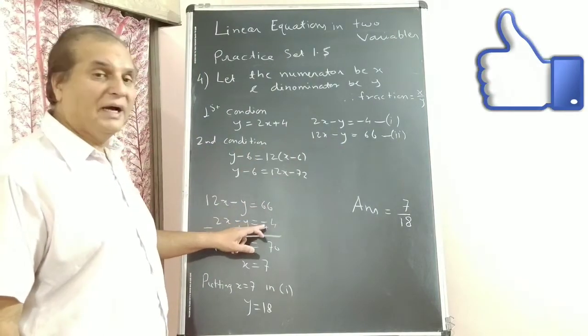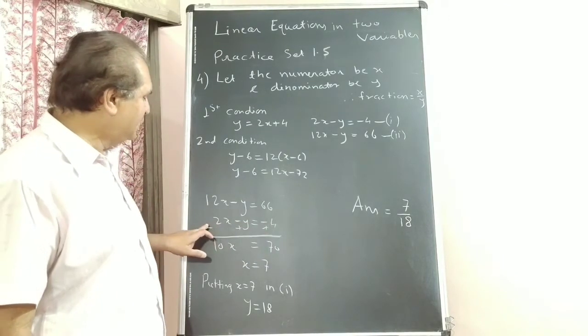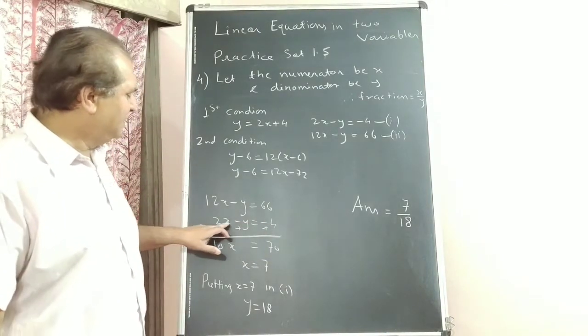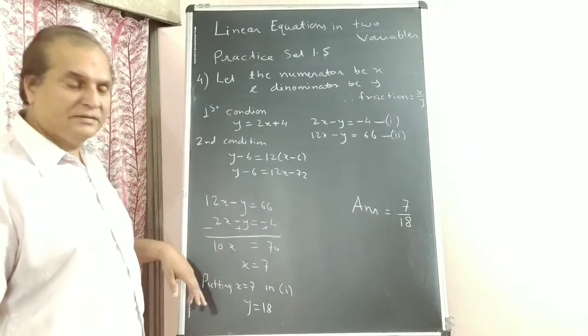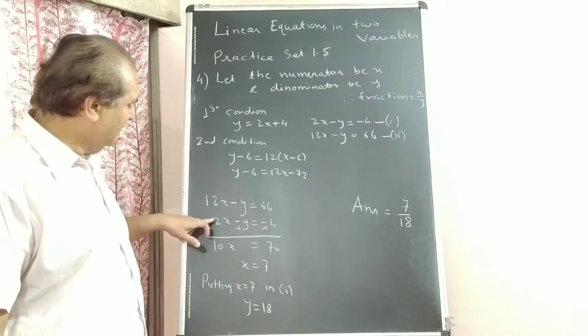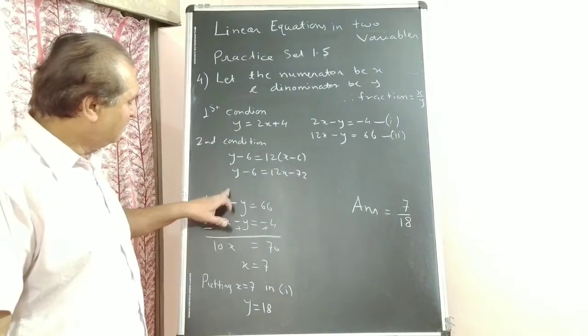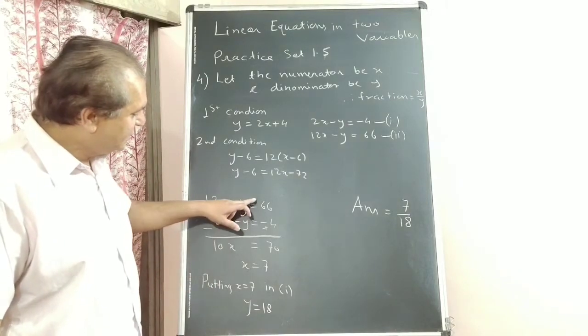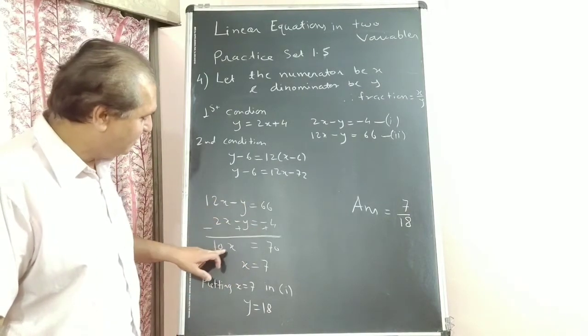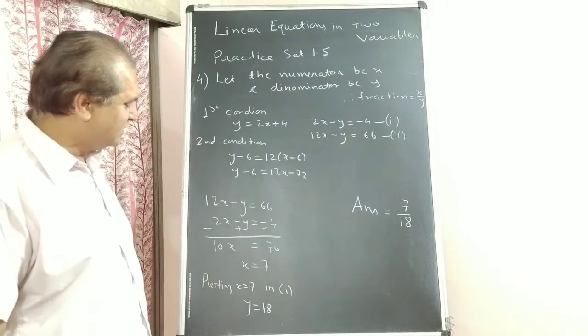2x minus y equal to minus 4. For subtracting, we will just change the sign: minus, plus, plus. 12x, now new sign, minus 2x is 10x. Plus y minus y cut. 66 plus 4, new sign. 10x equal to 70, x equal to 7.